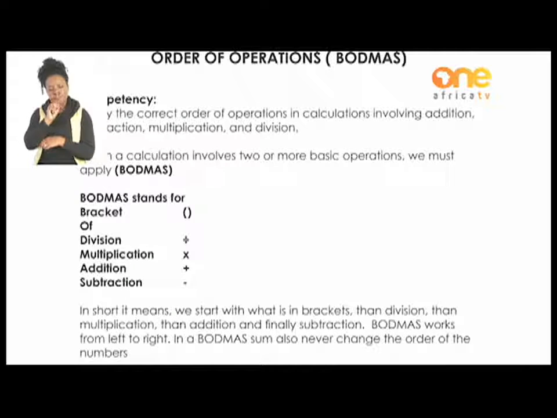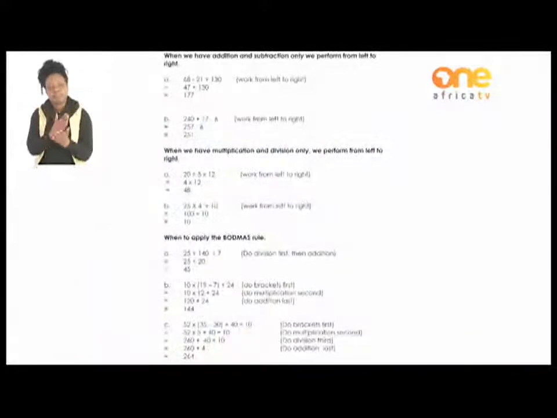So let's turn to page 11, where we can do a few examples. Are we all on page 11? Chanel, are you on 11? Yes. Now let's try the first example: 68 minus 21 plus 130. Here we have two operation signs, a subtraction and an addition. Now we need to apply BODMAS. Remember what we said, BODMAS works from left to right.